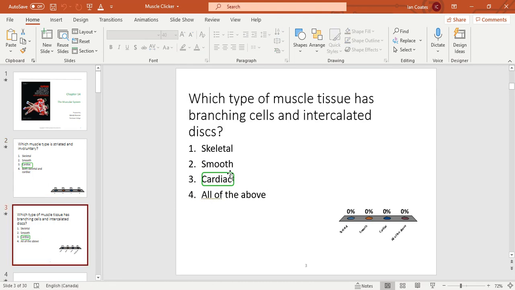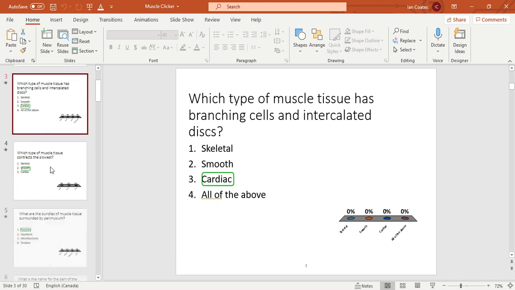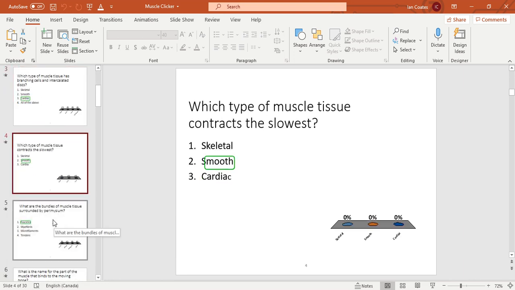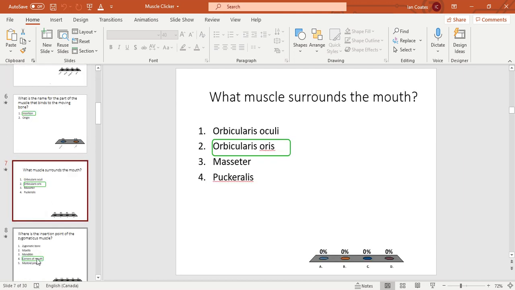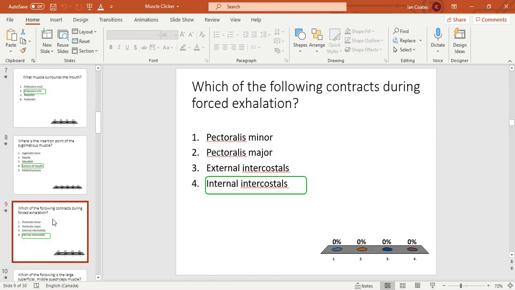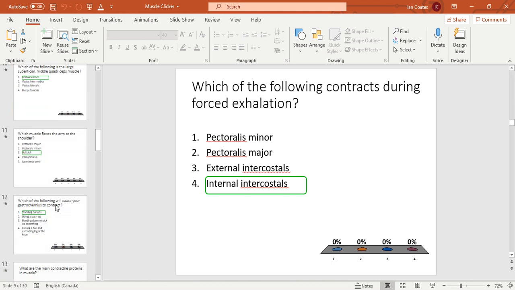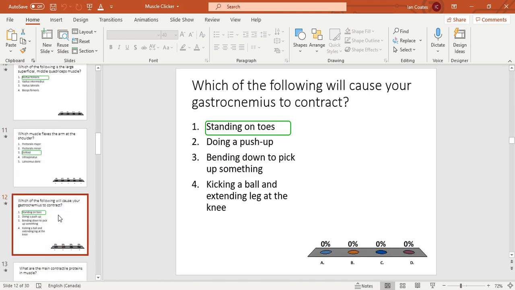Which type of muscle tissue has branching cells and intercalated discs? Cardiac. And again, none of this is through memorization. This is all through the information that you have. Okay, so have a look. I don't think there should be anything in here that's out of your wheelhouse, but because this did come from another book, and generally I think, though, it's pretty good.